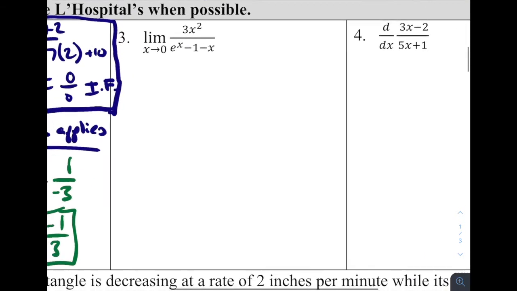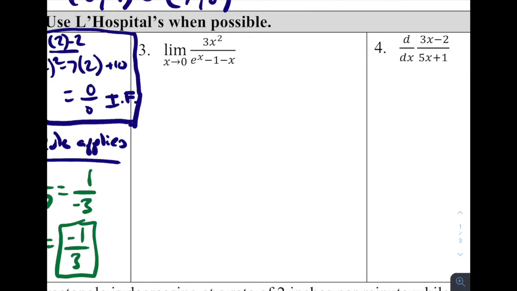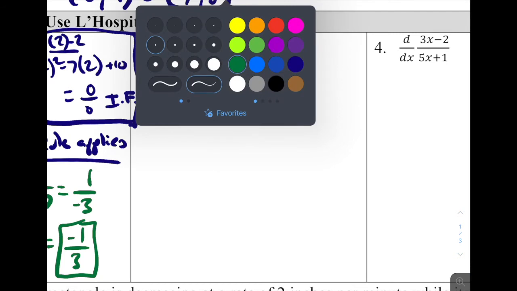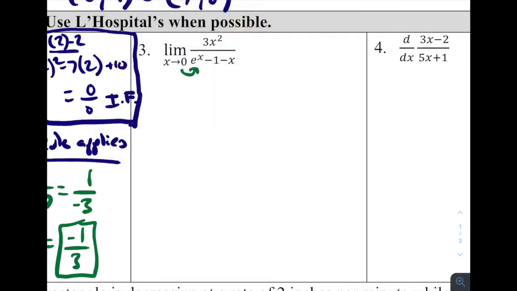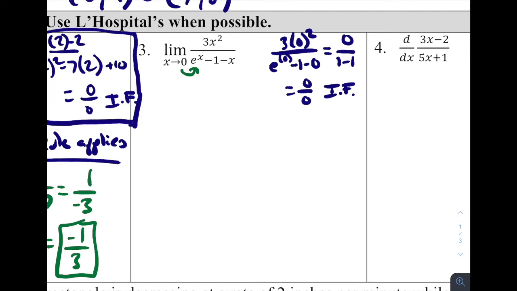Nice. Number 3, let's try this one out. Let's try that direct substitution first. Let's see what happens. So if we do that in this one, we get 3 times 0 squared divided by e to the 0 minus 1 minus 0. So that is 0 divided by 1 minus 1, or 0 over 0, which again is indeterminate form. So that's our side work.